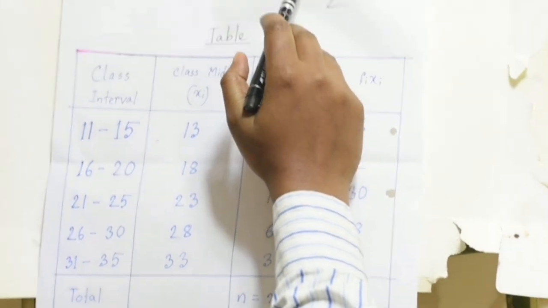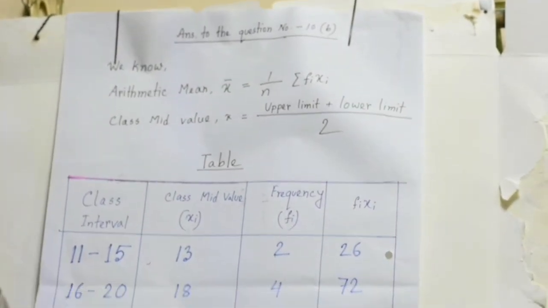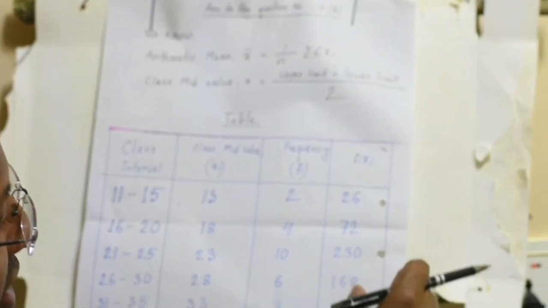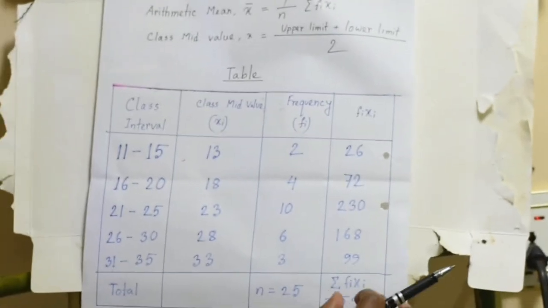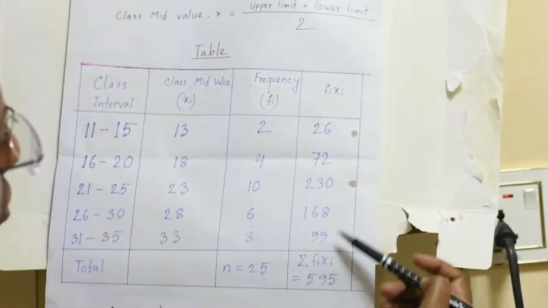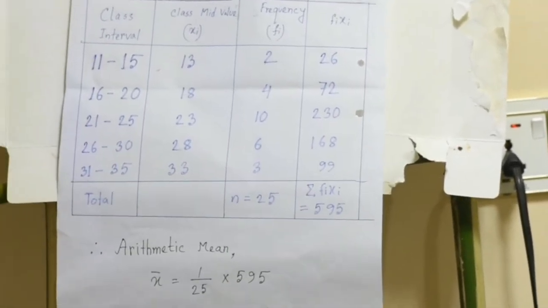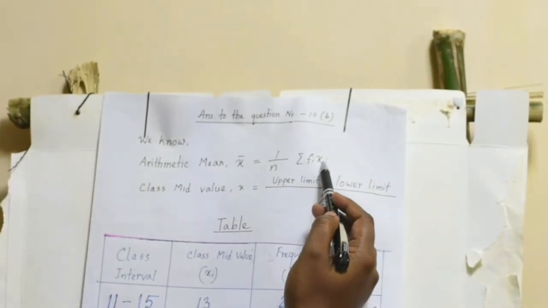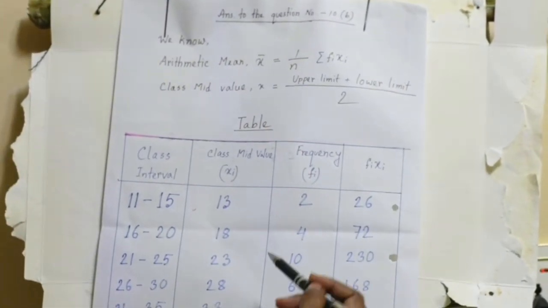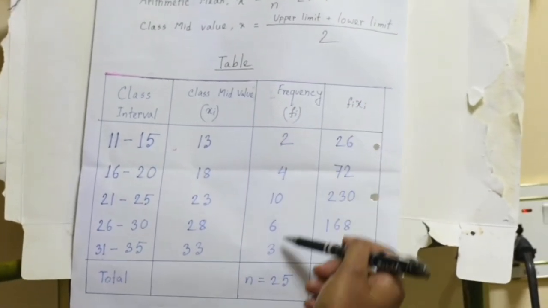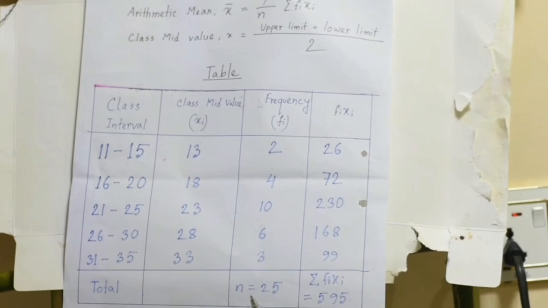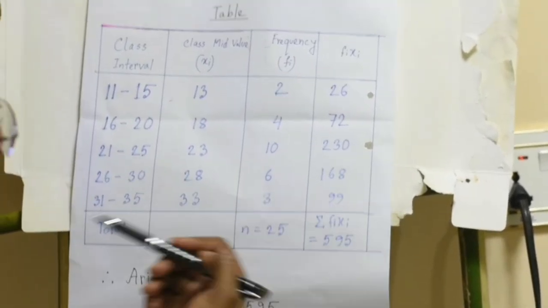We need the summation of fi xi. If we add these fi xi's, then we get the summation of fi xi. Their sum is 595. It is denoted by summation fi xi. Now we need n. What is n? Normally n is the total of the frequencies. If we add the frequencies, then we get the value, and this value is n.